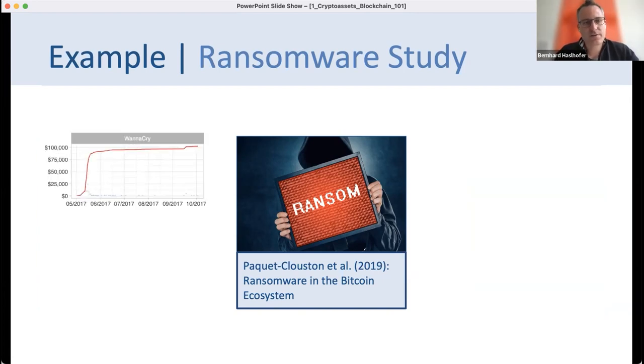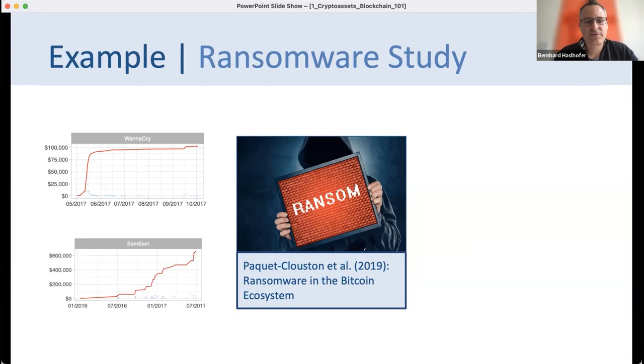I'm not going into all the details, just picking out some examples. So what we found, for instance, is that just by looking into the transactions associated with some ransomware family, you can really nicely monitor, if you want, in real time, how a certain ransomware attack evolves just by the financial transactions that are associated with them. So for instance, here you see WannaCry, which was a ransomware attack back in 2017. And we really see nicely how the payments grew until the so-called kill switch was activated around mid-2017. And you see this nicely in the data. And in theory, you could also really monitor this in real time.